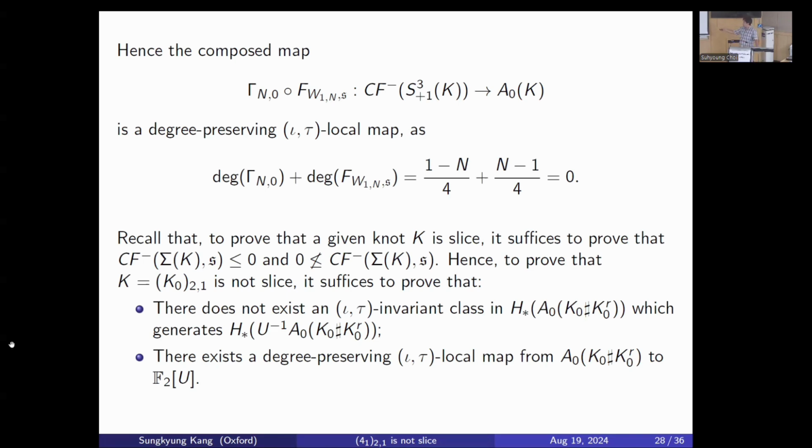So to prove that R_0 is not slice, we just have to prove that this A0 complex has an iota-comma-tau invariant homology class in grading 0, but does not exist as such a class, but its dual should have such a class. So that there's no local map from here S^3 to here, but there is a local map from here to here. That will give you our desired result.